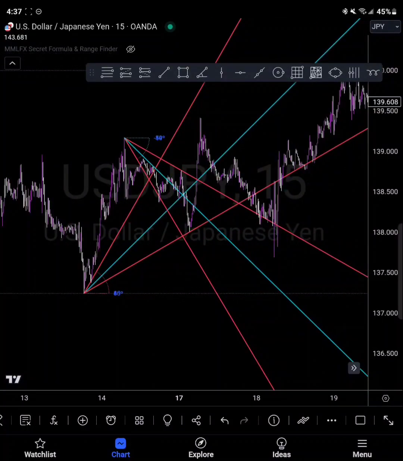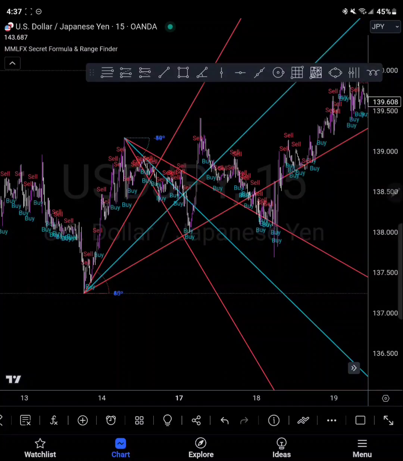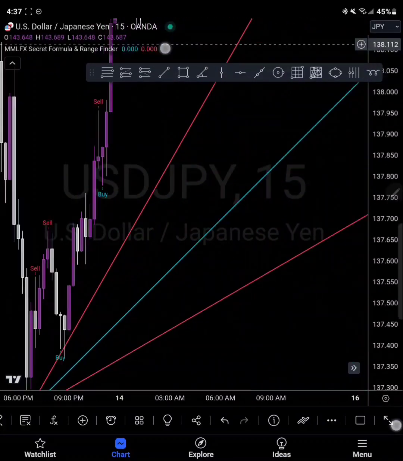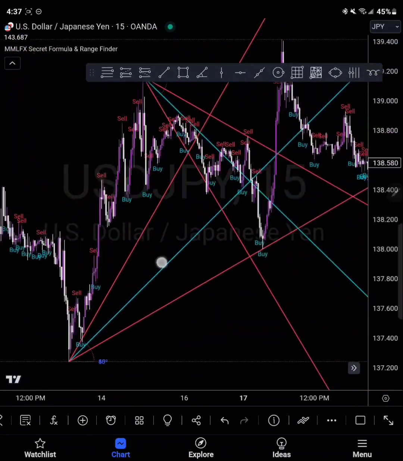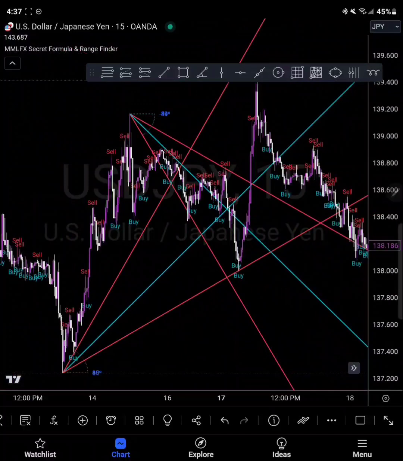Now the angles also work with circles, and I've shown you that in 2 other videos. Okay, and that relationship there is super important. It helps give you more insight as to what's going on. And when you accompany the angles and the circle with our secret formula and rangefinder, you'll see that off of these bounces, you get phenomenal results. Okay, it's kind of self-explanatory here.